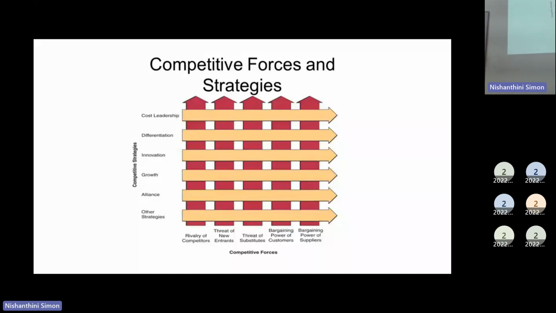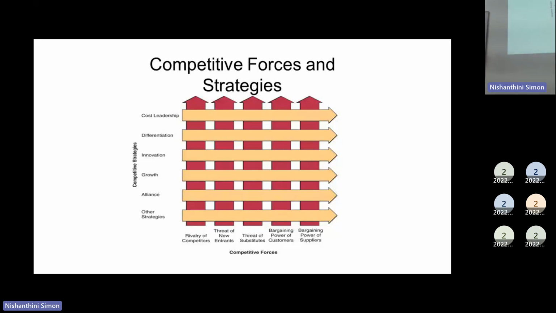Then yes, the second one. Differentiation. So rather than doing the business in the same way, introducing some different things. So that also could be a strategy to overcome, maybe specifically, these competitors. When it comes to competitors, yes, we can do something different from the competitors. So that could be a strategy for us. Then just the third one.